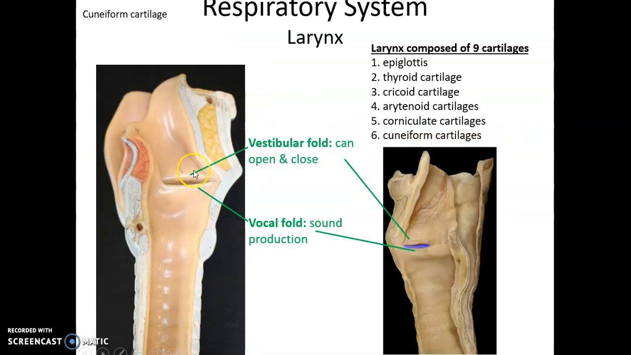On the lateral walls of the larynx are 2 folds. There's the superior vestibular fold. The vestibular fold does not produce sound, but it can open and close, limiting or allowing air to flow through the larynx. Inferior to that is the vocal fold, sometimes called the true vocal cord. The vocal fold is what vibrates to produce sound.